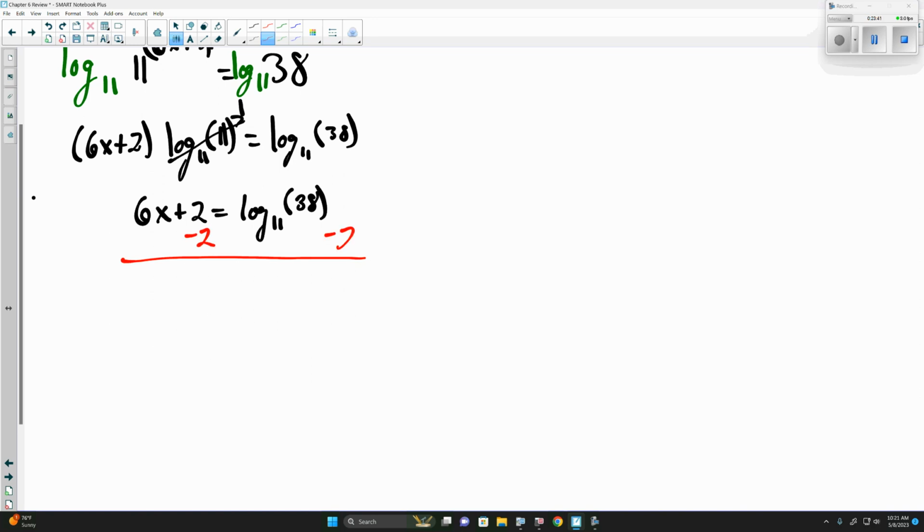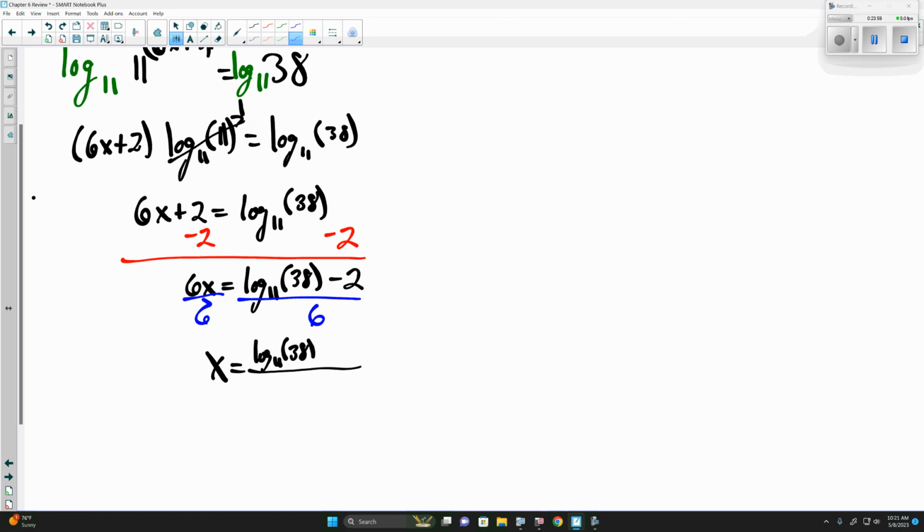At this point, we're going to subtract 2 from both sides, telling us 6x is equal to log base 11 of 38 minus 2. And last but not least, we're going to divide both sides by 6, telling us x is equal to log base 11 of 38 minus 2, over 6. At this point, we would type the whole thing into the calculator. And again, we use log base 11 because we wanted this to simplify.